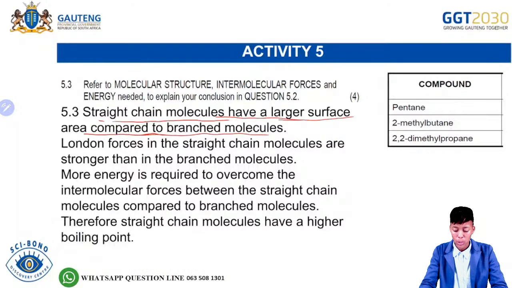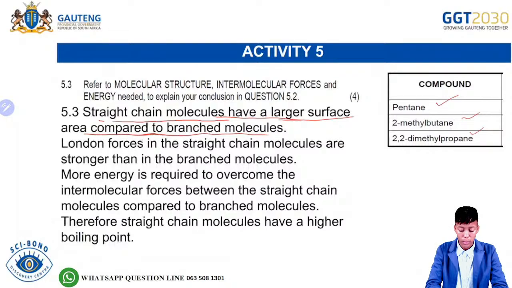Therefore, we are then stating what we know. What is it that we know about the three? All of them will fall under London forces, because all of them are alkanes. Remember, London forces AAA, the first one is your alkane. So all of them fall under London forces. And then it says London forces in straight chain molecules are stronger than in the branched molecules.